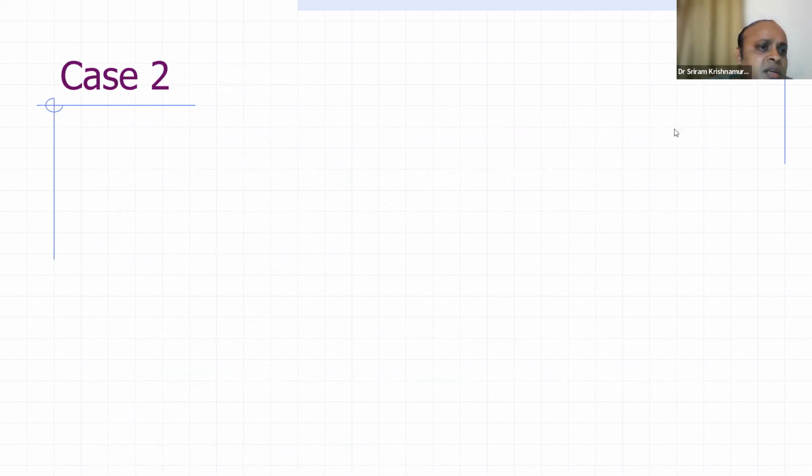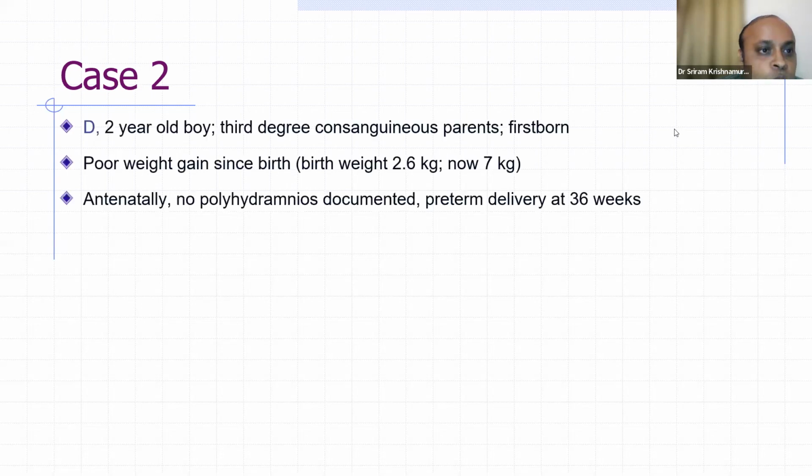So this case is an example of a classical Bartter syndrome who presented at 8 months of age with failure to thrive and was found to be Bartter syndrome type 3. But every case is not as simple. So you have a case 2. This is a 2-year-old boy who presented with poor weight gain since birth. Again, at 2 years, he weighs only 7 kilos, whereas the birth weight was fairly okay.